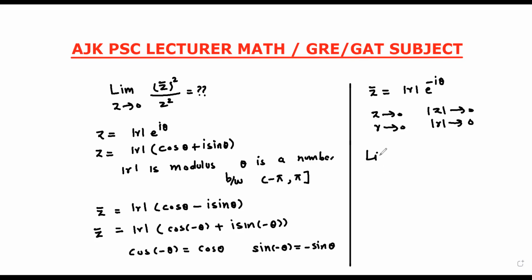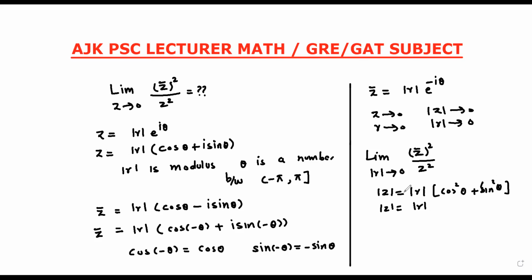Now applying the limit, modulus of r approaches 0, of the conjugate of z squared over z squared. I write this modulus of r in the place of z, because we have mod of z equal to mod of r, since here we have cos squared theta plus sine squared theta, which is equal to 1. So mod of z is equal to mod of r. So it means that we can apply the limit easily.